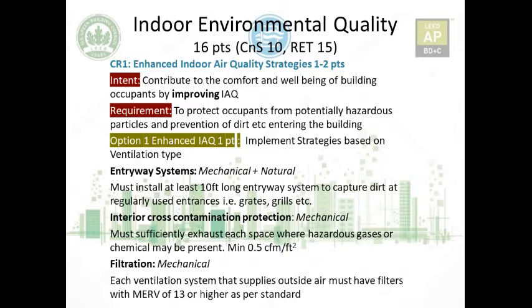Now there is filtration. This is also for mechanical ventilation systems. Each ventilation system that supplies outside air, if you have air handling units taking the outside air and putting it inside, should have a minimum efficiency reporting value, or MERV rating. You can also search what MERV ratings are. It goes from 8 to 13 or higher, as required by the standard. So we have the entryway system strategy, interior cross contamination protection, and filtration. Let's see what the other strategies and options are.